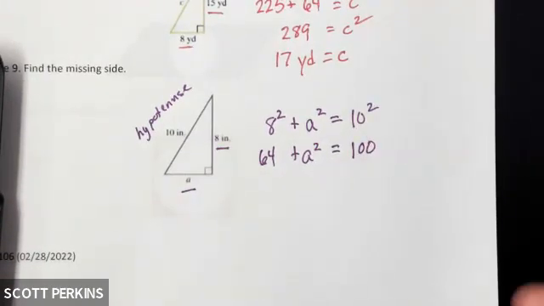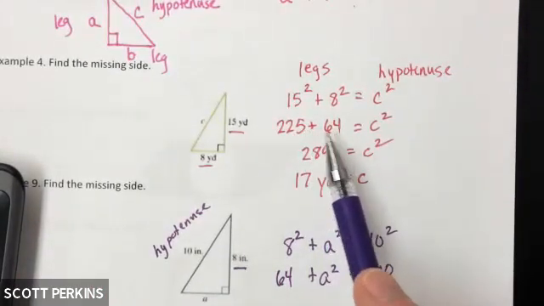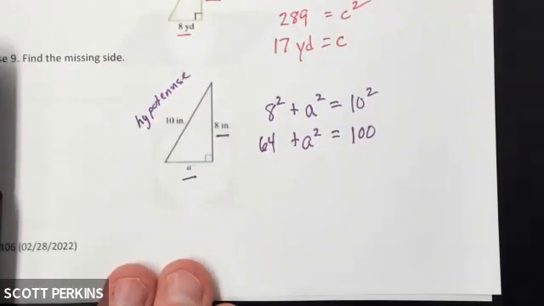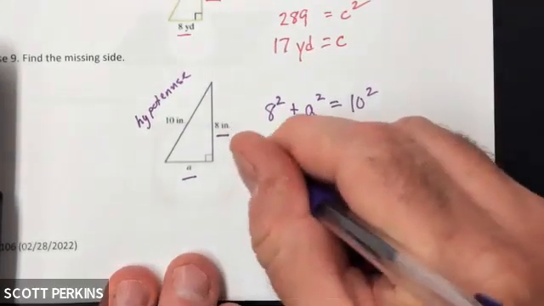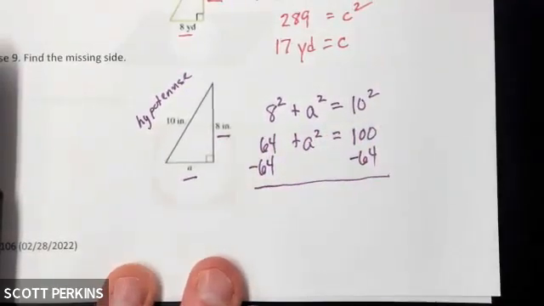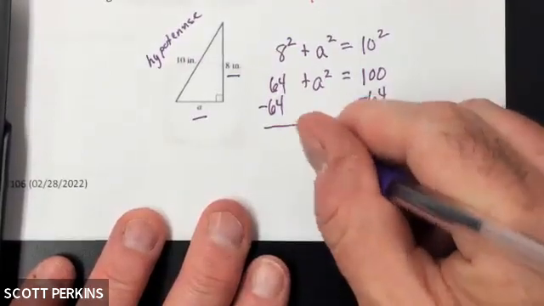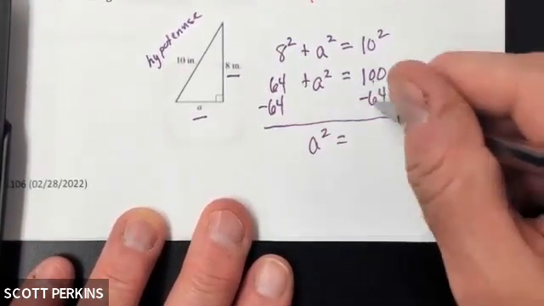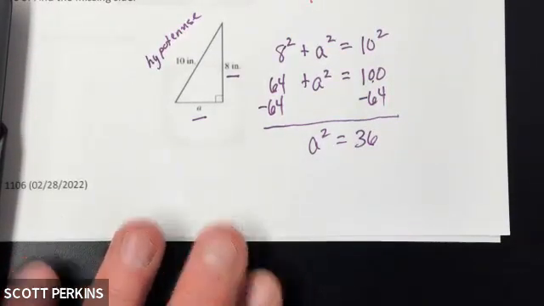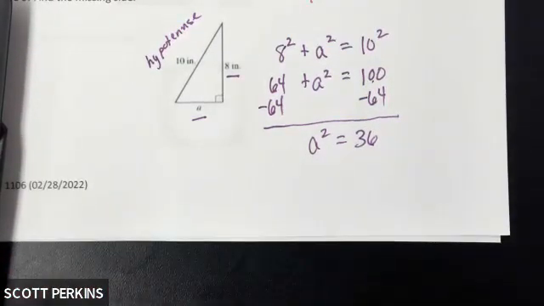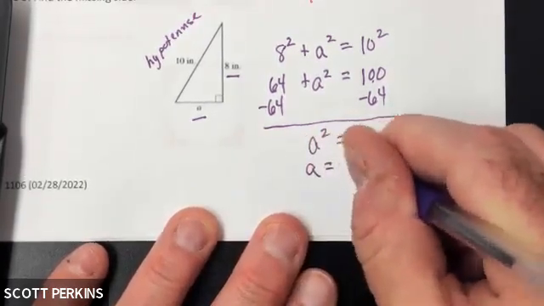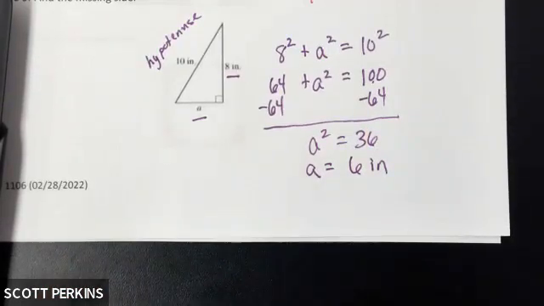But on this one, instead of adding the two values together because they're on the same side, what do I have to do with this one before I can take the square root? Yeah, I got to take that 64 and bring it to the other side. I've got to subtract it. So a squared is equal to 100 minus 64, which looks like it's going to be 36. And then on your calculator, if you need to, you put 36 in, you hit that square root button, and you're going to get that the value of a this time is 6 inches.